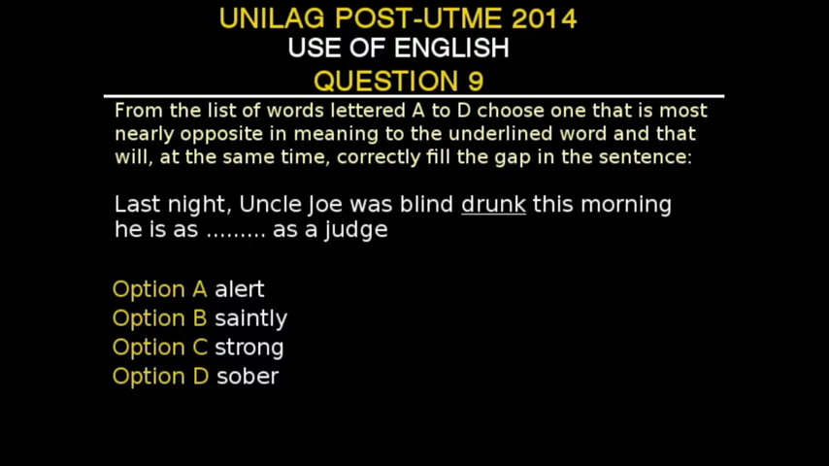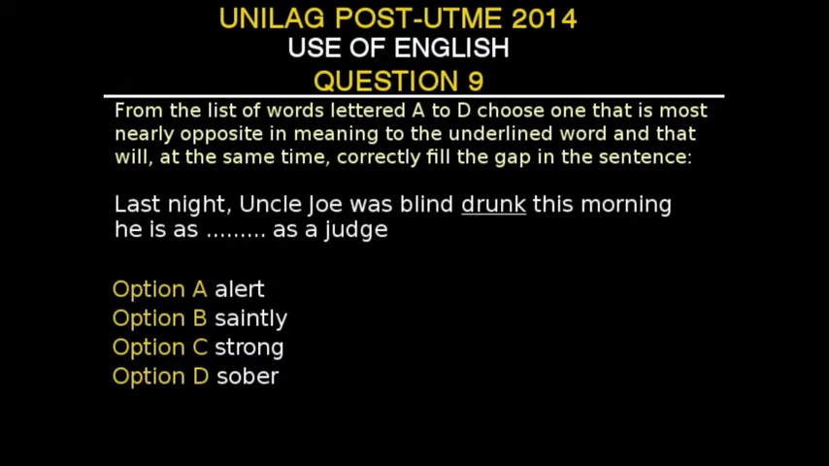UNILAG post-UTME 2014 Use of English, question 9. The instruction is, from the list of words lettered A to D, choose one that is most nearly opposite in meaning to the underlined word and that will, at the same time, correctly fill the gap in the sentence. And the sentence is, last night, Uncle Joe was blind drunk. This morning, he is as dash as a judge. Drunk being the word underlined.